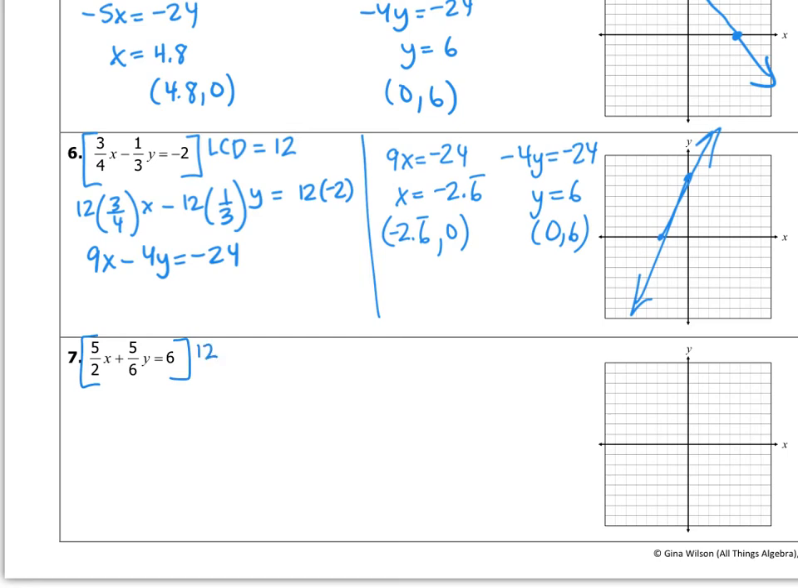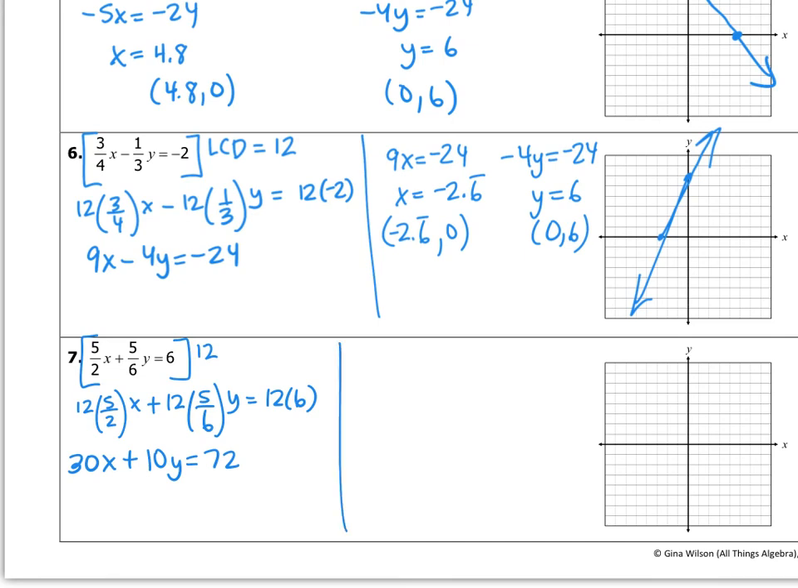which is 12. So basically I'm saying 12 times 5/2 x plus 12 times 5/6 y equal 12 times 6. So this gives me 30x plus 10y equal to 72. All right, so when I go to find my intercepts, if y is 0, then I have 30x equals 72.